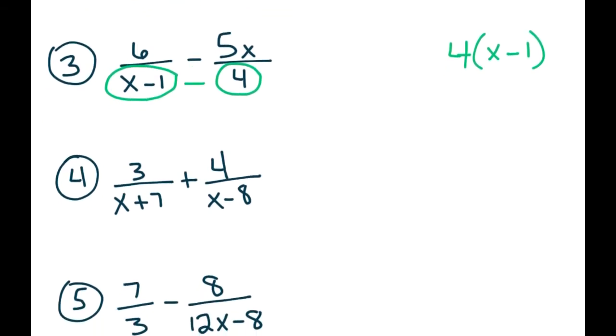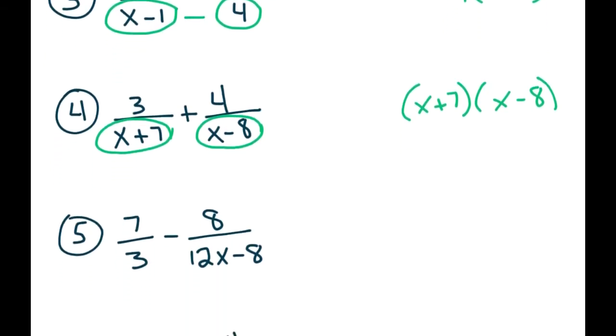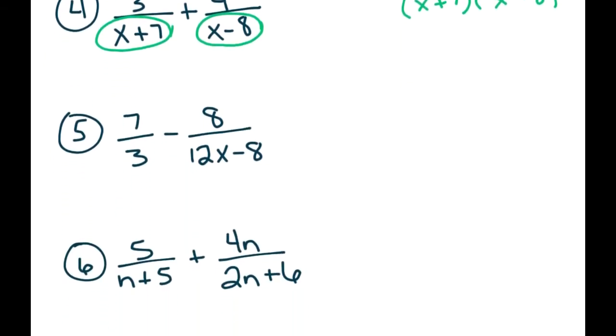Okay, same thing here on number 4. I have an x plus 7 here. I have an x minus 8 here. I have 2 binomials. They're not the same. There's no GCF that I can factor out of either one of them. So I'm just going to multiply them together. So my common denominator is going to be x plus 7 times x minus 8. It really is this simple, okay? And that's why I wanted to just focus on the least common denominators for a minute.